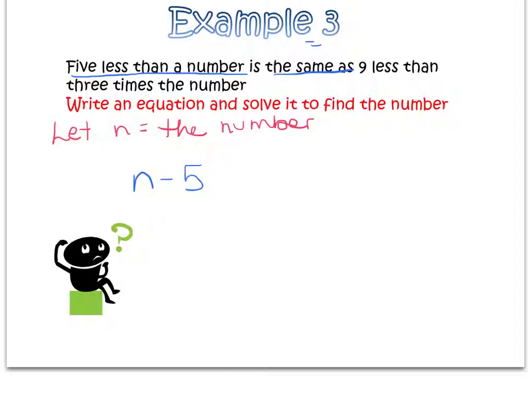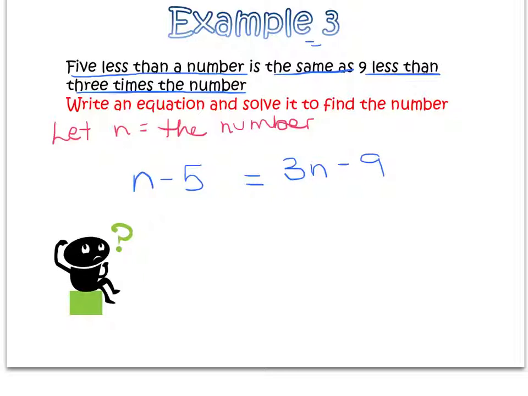Is the same as, so that's going to be where my equals goes, 9 less than 3 times the number. So 3 times the number is 3n, and 9 less than that means I would have to subtract 9. And there's my equation. So you can see that sometimes writing the equation is the most difficult part. Now, we know how to solve equations where we've got variables on both sides.